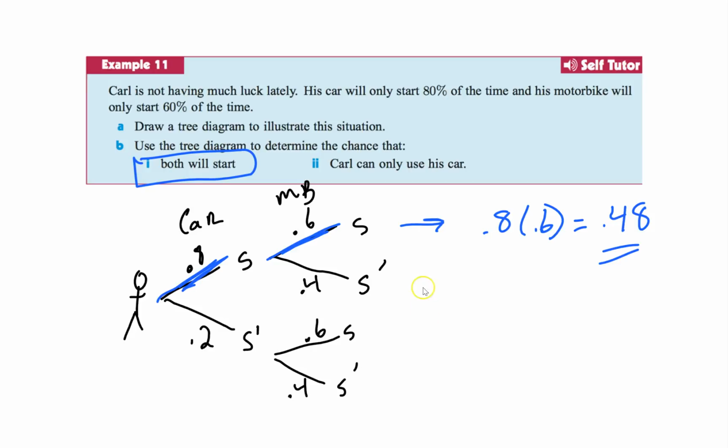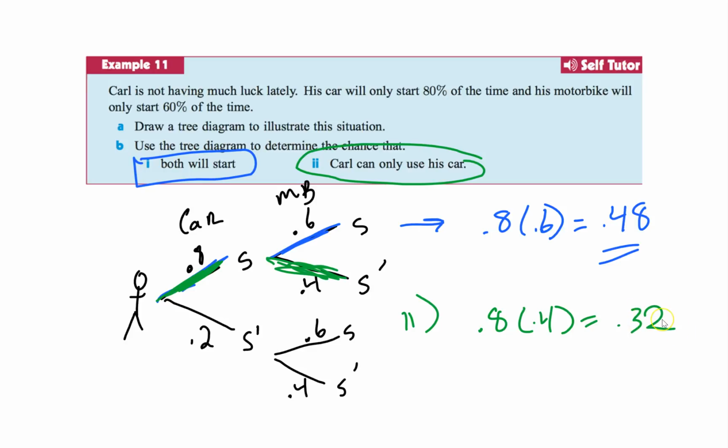Now, if you want the odds that only Carl's car will start, Carl can only use his car, so only his car starts. So you're going to go, okay, his car's going to start, so this line here. And that means that his motorbike doesn't start, so you have to use this line down here. So for 2, it's going to be 0.8 times 0.4, or 0.32. That's how you do a basic one.